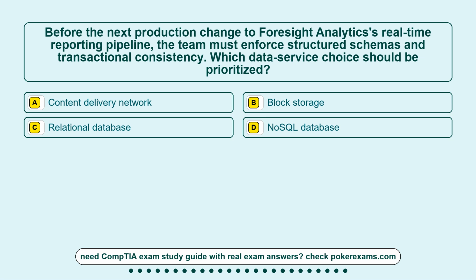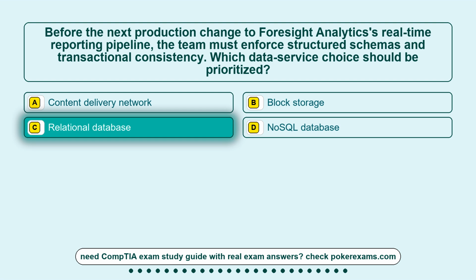Question 4. Before the next production change to Foresight Analytics' real-time reporting pipeline, the team must enforce structured schemas and transactional consistency. Which data-service choice should be prioritized? Option A, content delivery network. Option B, block storage. Option C, relational database. Option D, NoSQL database. The correct answer is option C, relational database.